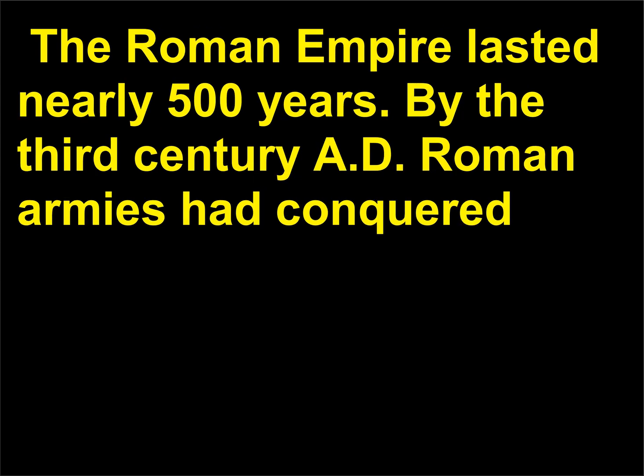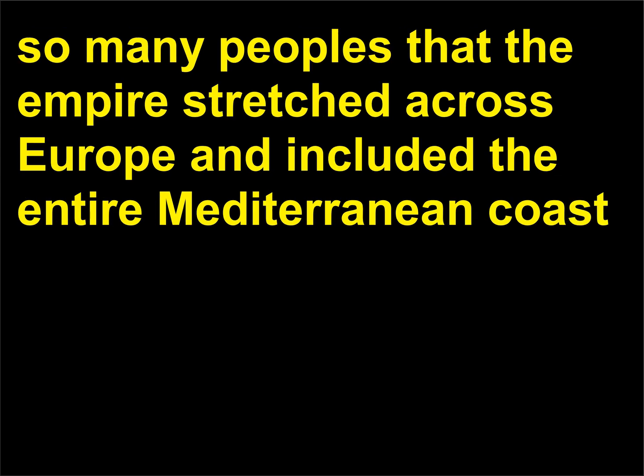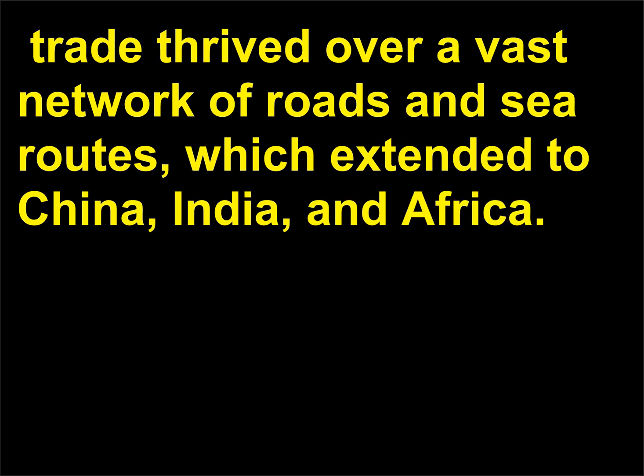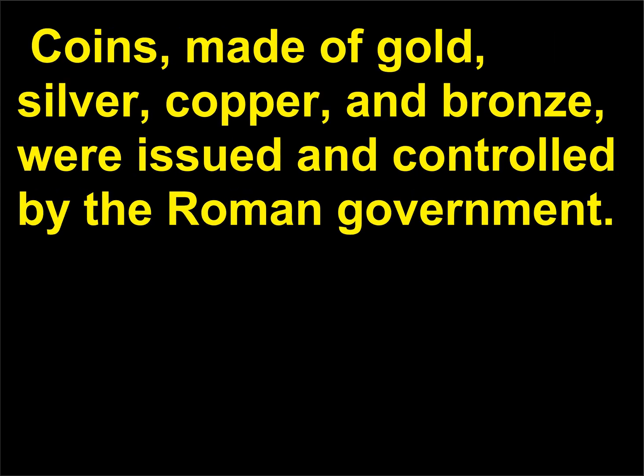The Roman Empire lasted nearly 500 years. By the 3rd century AD, Roman armies had conquered so many peoples that the empire stretched across Europe and included the entire Mediterranean coast of Africa as well as parts of the Middle East. During this time of power and expansion, trade thrived over a vast network of roads and sea routes, which extended to China, India, and Africa. Coins, made of gold, silver, copper, and bronze, were issued and controlled by the Roman government.